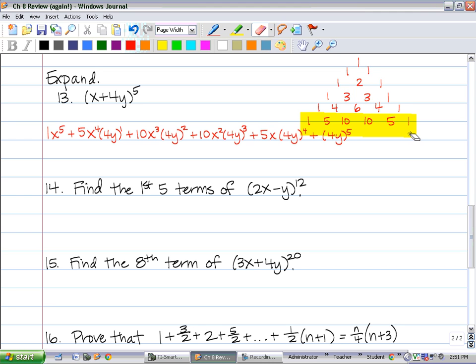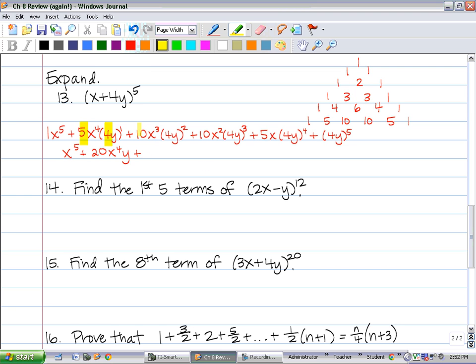So this is the non-simplified version. Now we need to go back and simplify. Okay, first term's all set, 1x to the fifth. Next one, we have a 5 that needs to be multiplied with the 4 to the first. So that creates a 20. X to the fourth y is our second term.